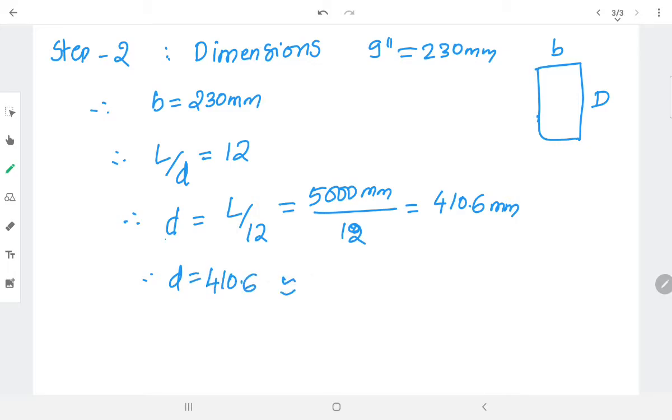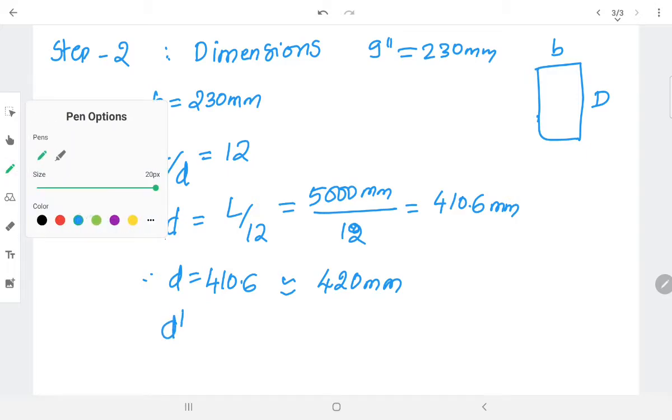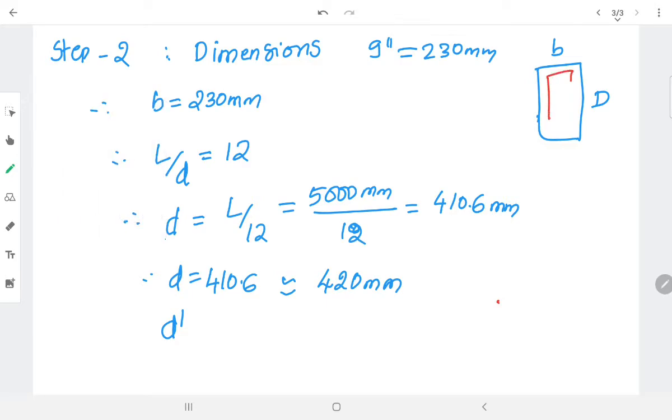I'll increase it by another 10 mm, making it round off on the higher side. And I am taking d dash, that is, if you provide the reinforcement, there is an effective cover, that is d dash. From here to here it is small d, and from here to here it is d dash. d plus d dash, you will be getting the capital D. So d dash, I will be taking how much? d dash is equal to 30 mm.